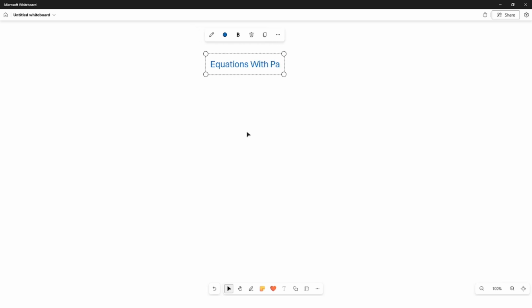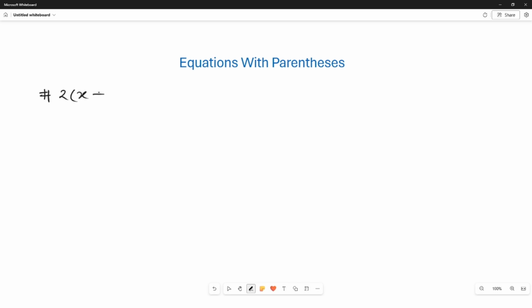Now we will learn how to solve equations with parentheses. Our first problem is 2 times (x + 5) equals 18. So our first step is distribution. We have to multiply 2 with every term inside the parentheses. So let's multiply 2 with x and then 2 with 5. So 2 times x means 2x and 2 times 5 means 10. So 2x + 10 equals 18.